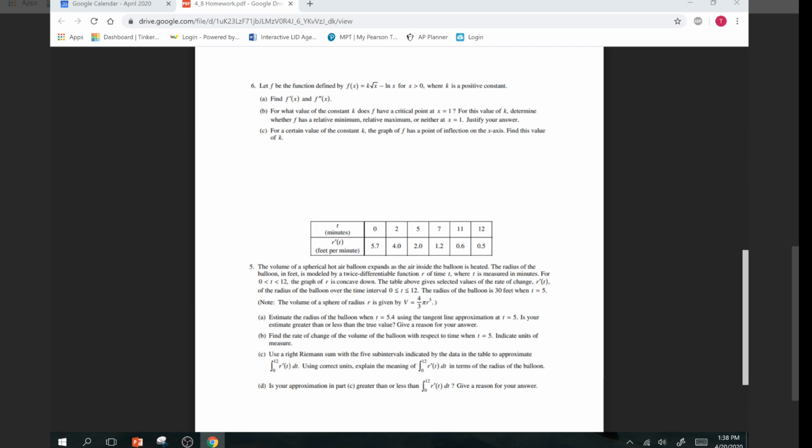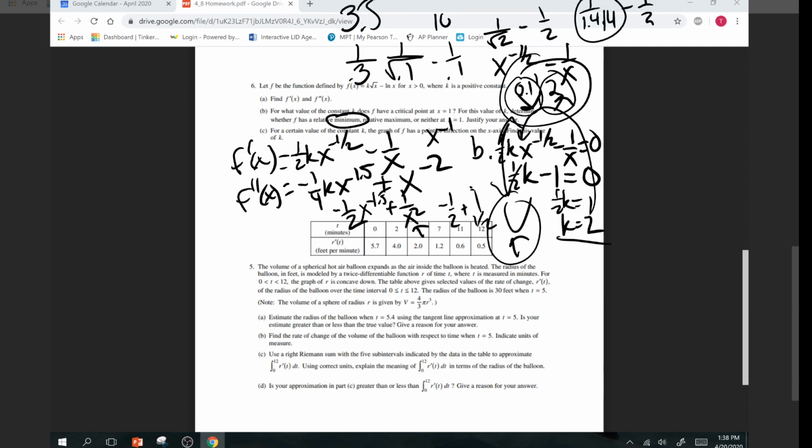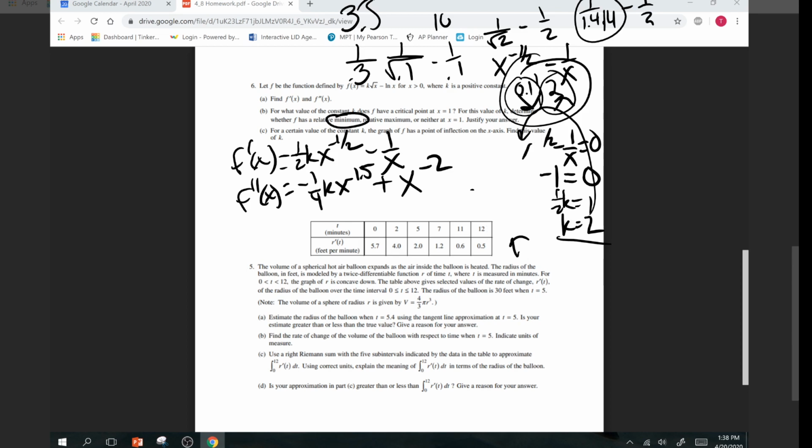For a certain value of the constant k, the graph of f has a point of inflection on the x-axis. Find this value of k. Oh, crud. I just deleted my second derivative. That was not a good move. Edit, undo. Okay, I want to erase this instead of deleting, because I need to use the second derivative here, because I'm talking about a point of inflection.